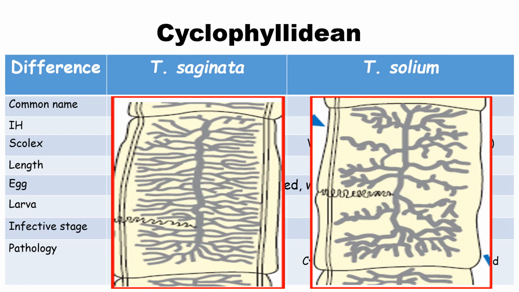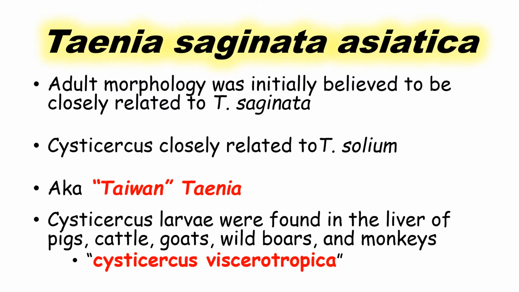So here is the difference of the two, again, for their gravid proglottid. So let's move on to Taenia saginata or asiatica. Adult morphology was initially believed to be closely related to T. saginata. This is otherwise known as your Asian tapeworm or Taiwan Taenia because it was discovered there in Taiwan. So this causes Cysticercus viscerotropica. Usually makita din siya sa liver sang pigs, cattle, goats, wild boars, and monkey.